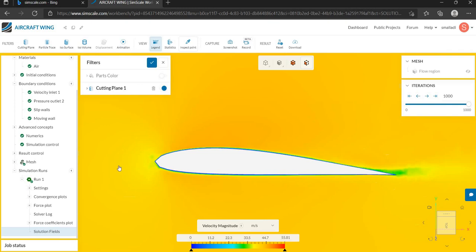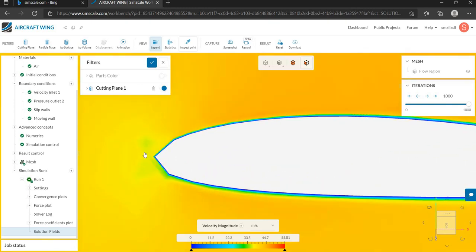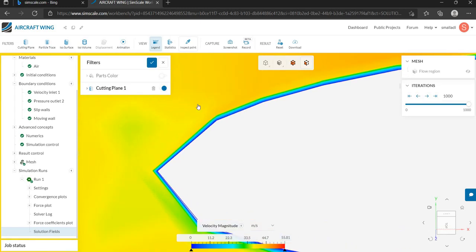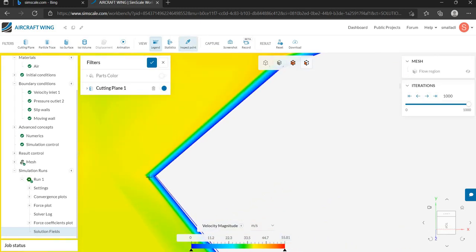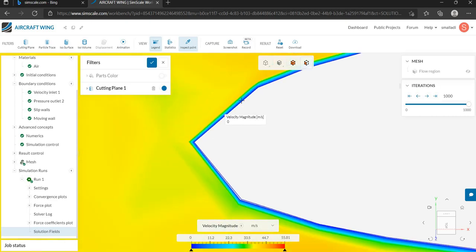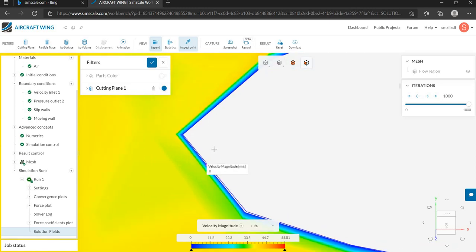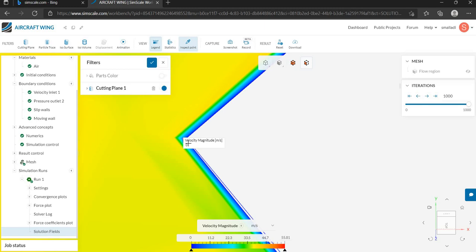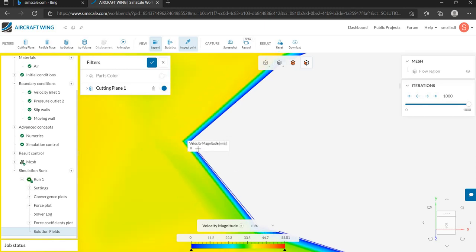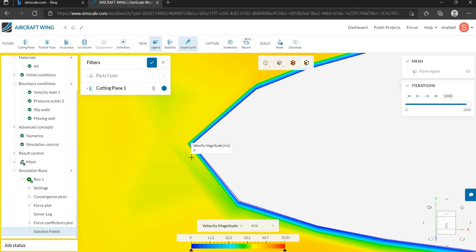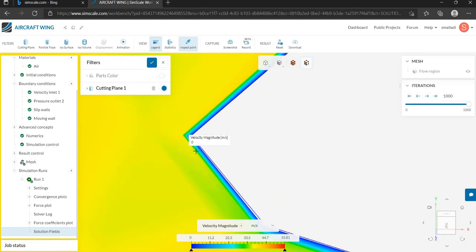At the leading edge of an airfoil, the velocity is 0. That point is defined as stagnation point. You can see the velocity magnitude is 0 near the leading edge of the airfoil. So this point is defined as stagnation point, which occurs near the leading edge of an airfoil. For incompressible flow, at the leading edge, the pressure coefficient is equal to 1.